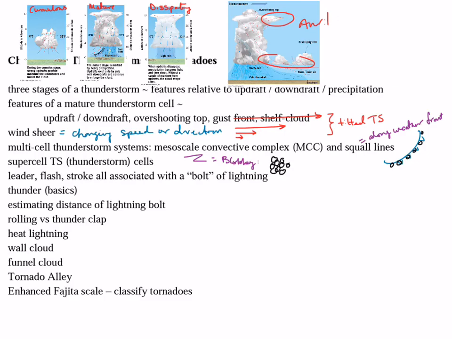And I don't have anything for the next one, but supercell, TS stands for thunderstorms. So supercell thunderstorms bring severe weather. That almost sounds like Sally sells sheep cells by the seashore. So supercell thunderstorm cells bring severe weather.